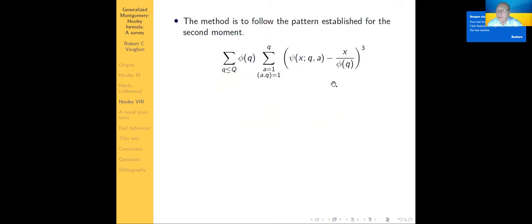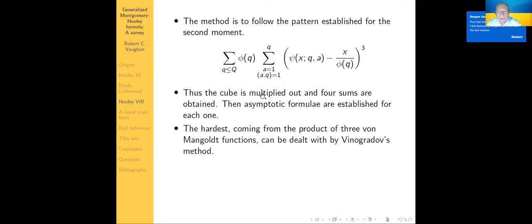The part coming from the x over q cubed is easy. The next part is easy. The one coming from the psi squared can be done just like the second moment. And so you're left with the third moment, and that means you have to deal with a product of three von Mangoldt functions. It turns out you can use Vinogradov's method. The depth is about the same as the Vinogradov ternary prime problem, but with complications.